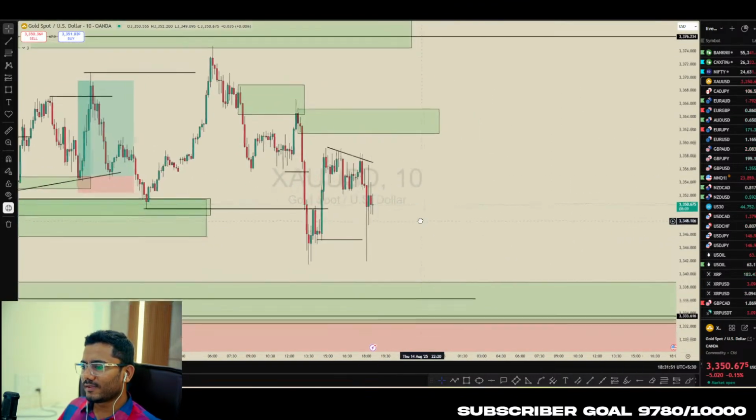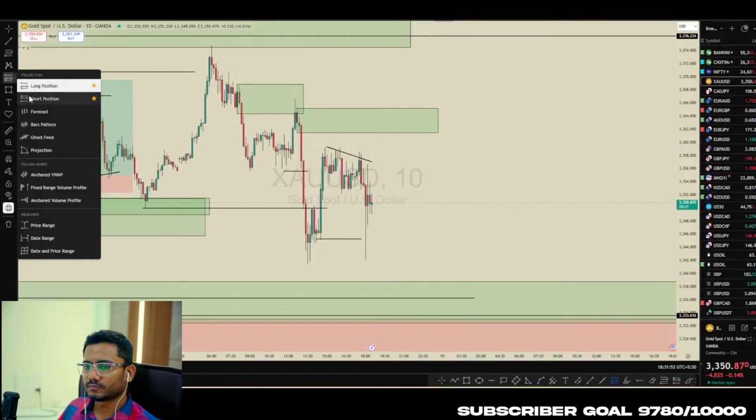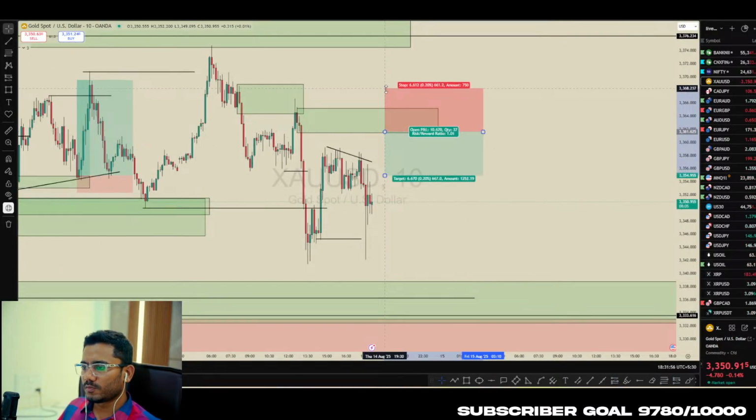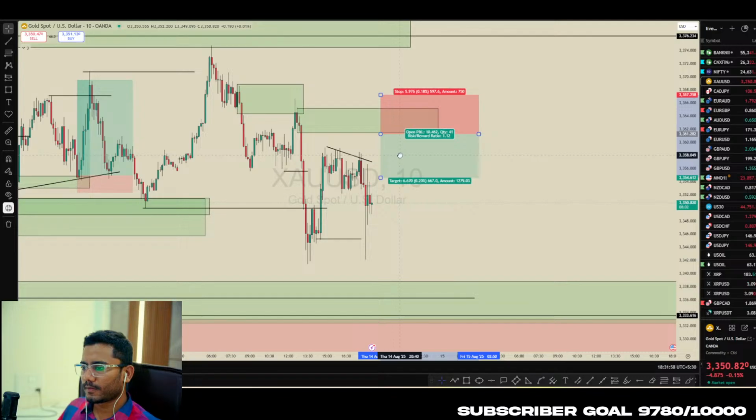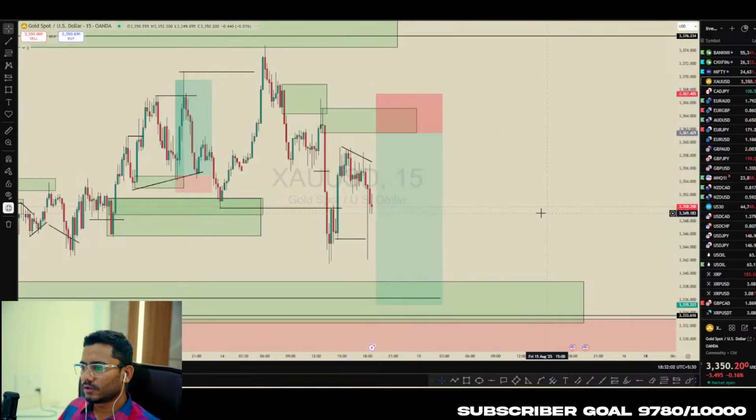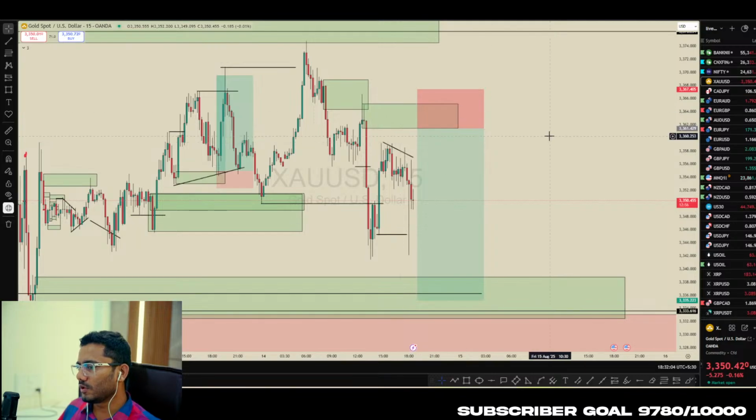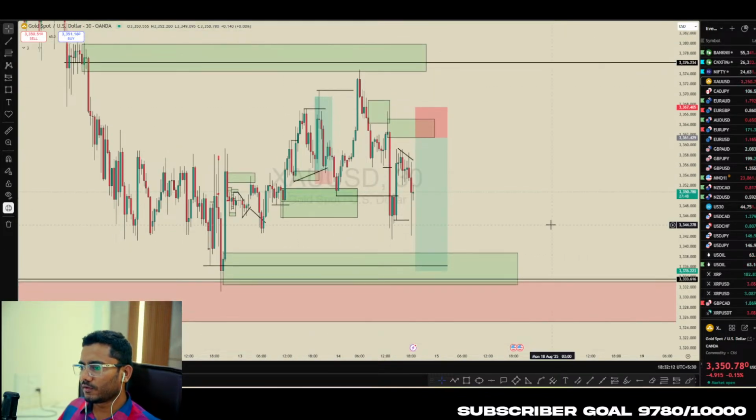So you can look for a sell side setup from here on gold. Entry, stop loss above this area. You can target these lows. Wait for candle closure, then only enter. Don't try to enter directly. Unless the candle closes, you have to look for confirmation.